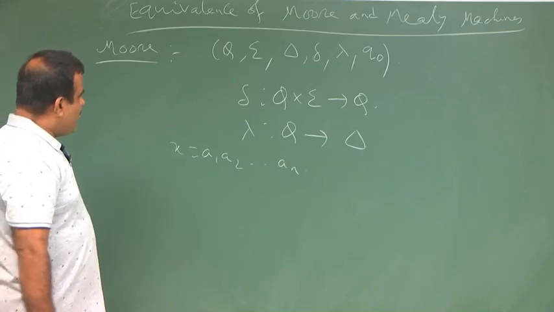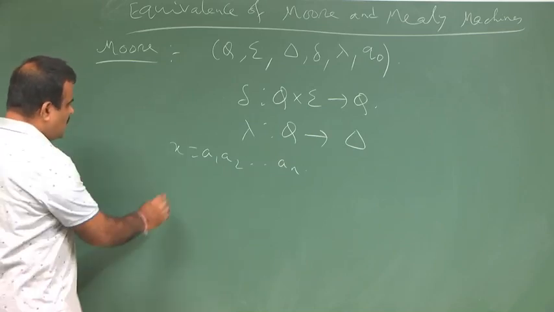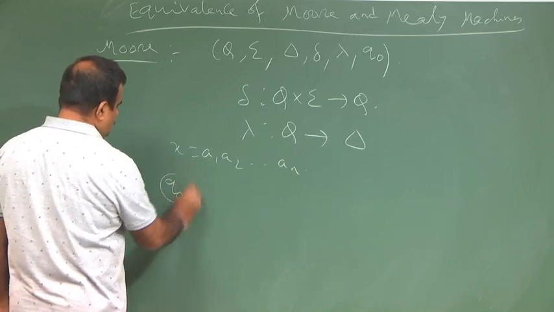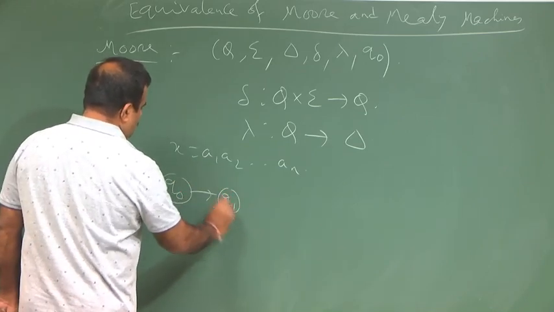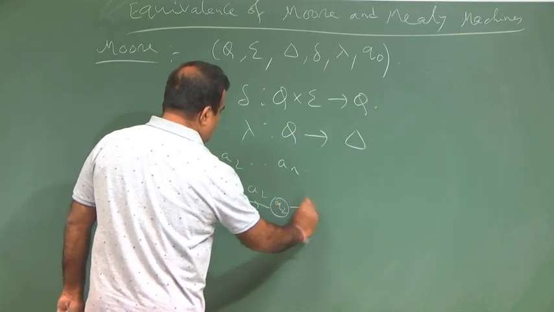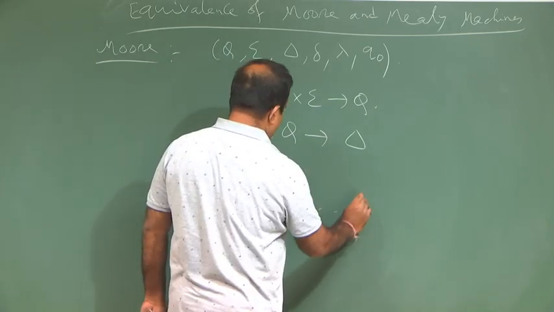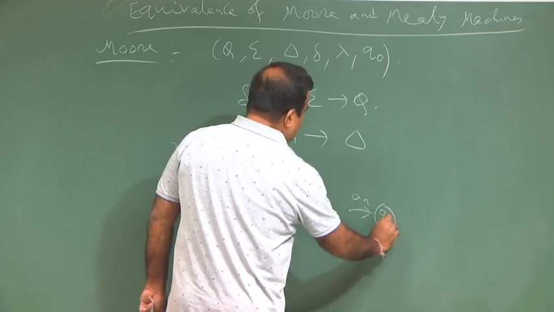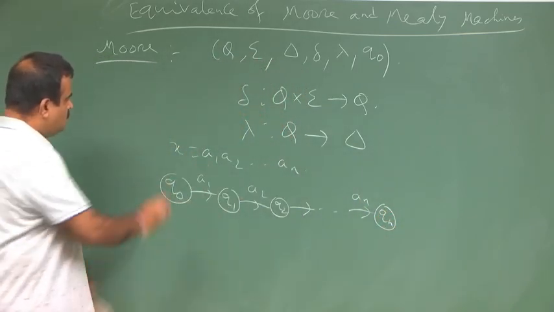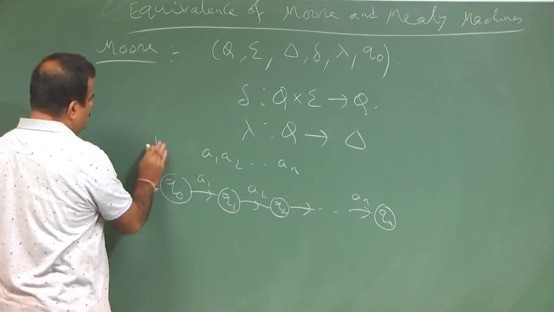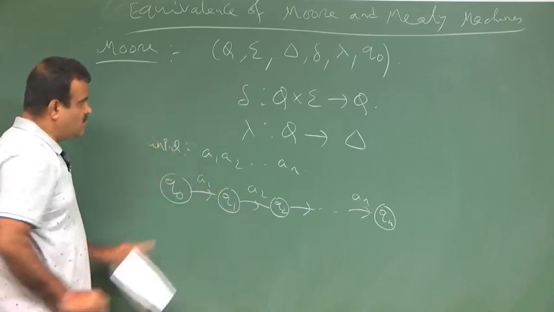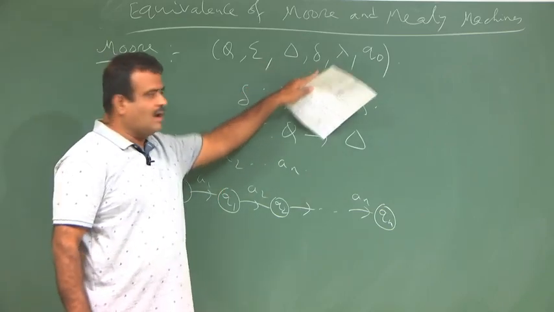Suppose we start with q0, we go to q1 with a1, q2 like this, dot dot dot, and with an we go to qn. So, this is the input, and these are the states it goes through by the rule of delta.